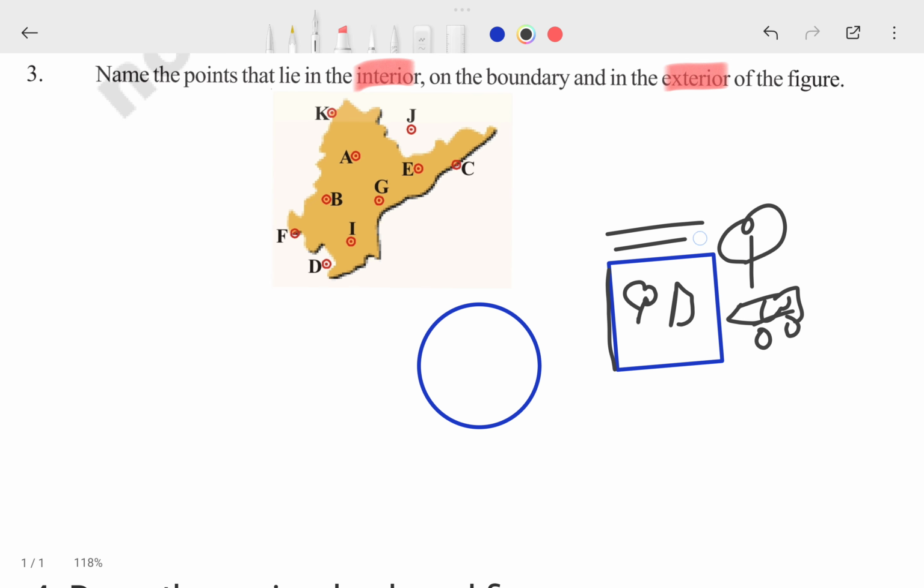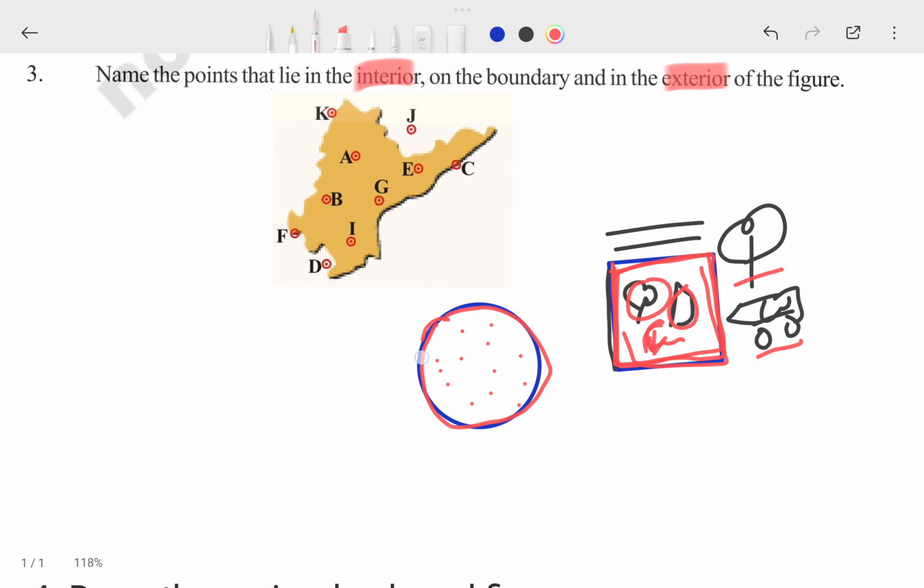Tree is there, and road is there. So what I'm asking you: whatever is inside the boundary is called interior. Inside, like your house and whatever plants you are planting, those are the interior part. Beyond the boundary of your house, whatever is there, like car, trees and road, these are called exterior. Interior means inside of the boundary. If you see this round circle, whatever things are inside of this circle, that is called the interior.